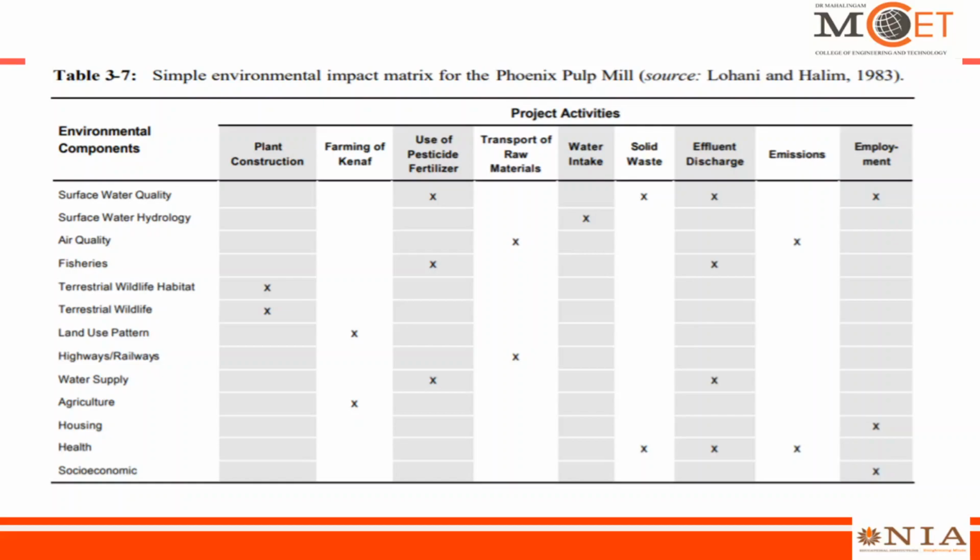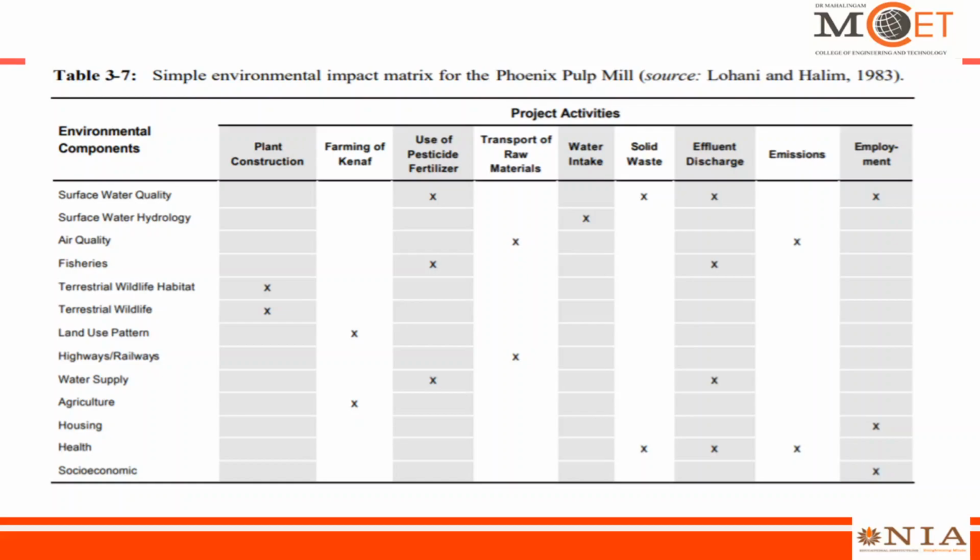So if you take surface water quality, it is mapped to pesticide application. It is mapped to solid waste. It is mapped to effluent discharge. It is mapped to employment, because you need people to take care of the farming. So it is also related to employment, right? Surface water hydrology is only related to water intake. It is not related to any of the other things. Let's take air quality. Transportation of materials will release dust, but the other things are mostly related to water. So emissions, some dust coming out, emissions. Fisheries are related to fertilizer application and effluent discharge. It is not related to any other things.